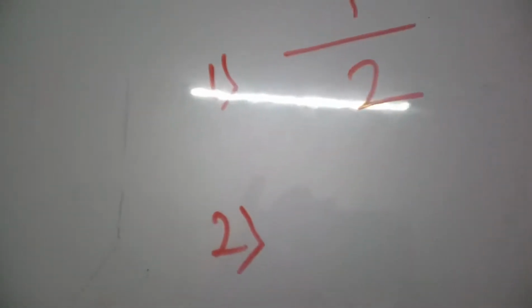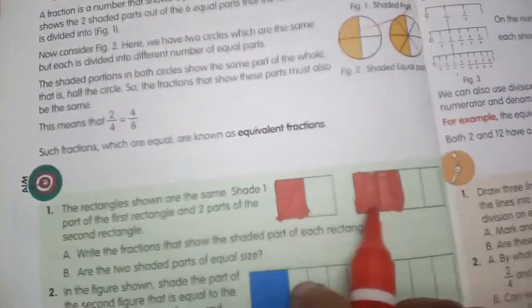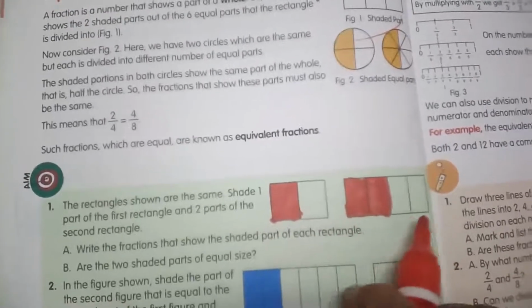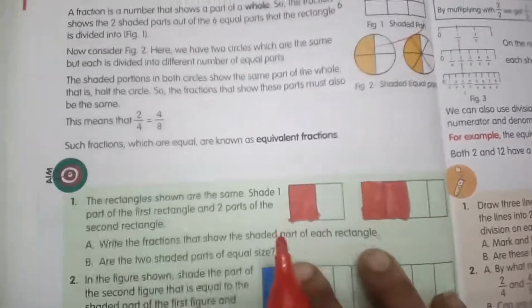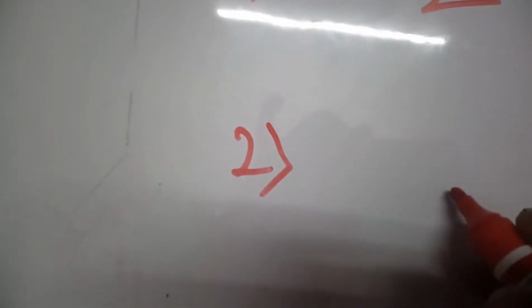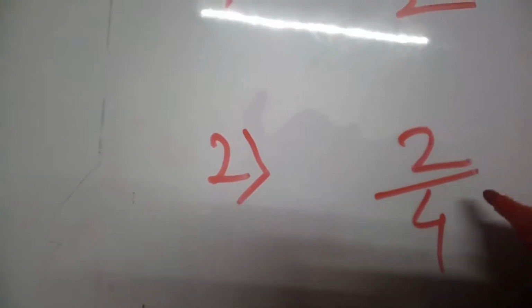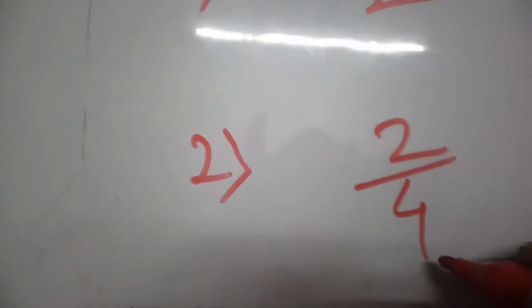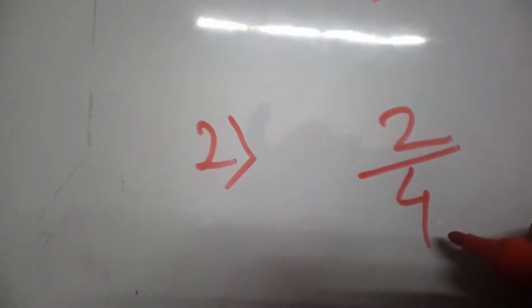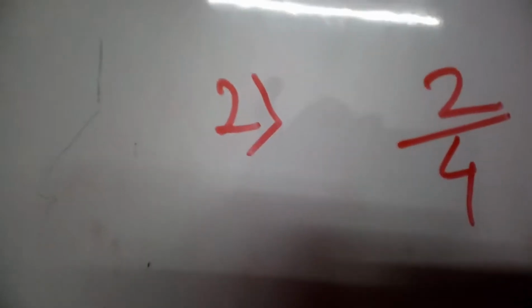और in the second figure, in this figure 1 2 3 4 parts are there. 4 पार्ट में से 2 parts shaded हैं. तो what will be the fraction? 4 में से 2 parts मतलब 2/4. The fraction is 2/4. So like this.